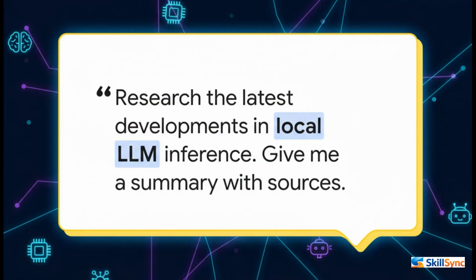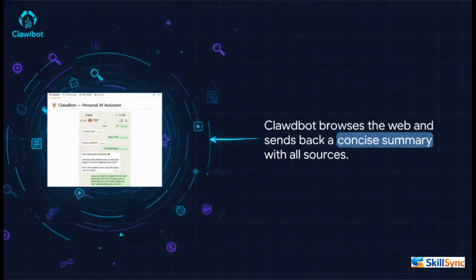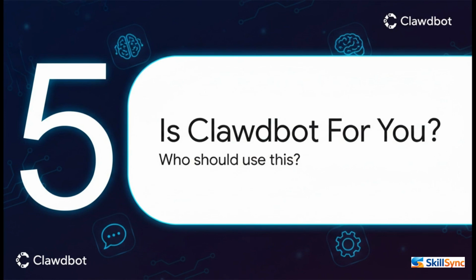It can also become your personal researcher. I mean, you can give it a really complex topic, like asking for the latest info in a super specific tech field and just let it go to work. And this is what you get back. Clawdbot will go out, it'll browse the web using its own built-in skills, and then it sends you a perfect, concise summary with all the sources right there. It's incredibly useful. So, after seeing all that, you're probably asking yourself, okay, but is this tool really for me?